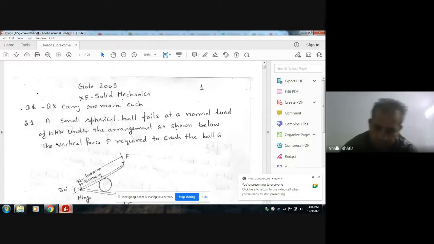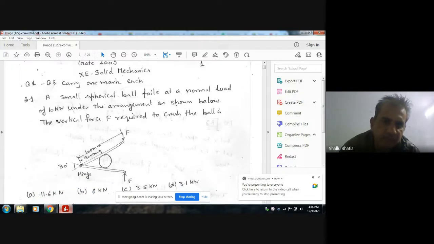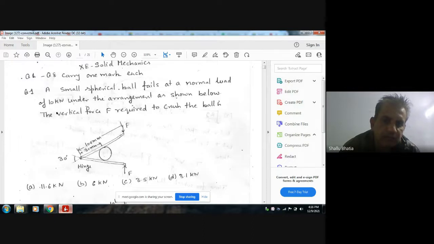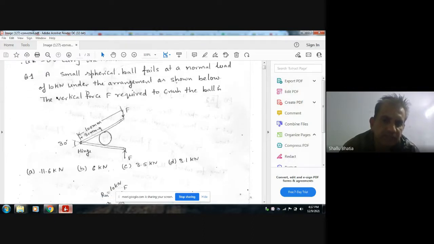Question 1: a small spherical ball fails at a normal load of 10 kilonewton under the arrangement as shown below. The vertical force F required to crush the ball is: option A 11.6 kilonewton, option B 6 kilonewton, option C 3.5 kilonewton, option D 3.1 kilonewton. Here the load F is being applied vertically downward. This dimension is 100 mm, this dimension is 30 mm, and this angle is 30.